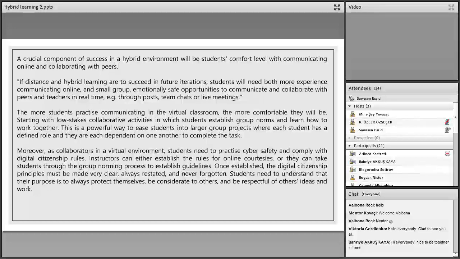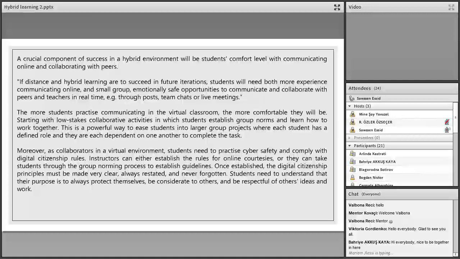Moreover, as collaborators in a virtual environment, students need to practice cyber safety and comply with digital citizenship, which is very important as well. And we are nearing the 9th of February, when we will celebrate the e-Safer Day, the Internet Security Day. Instructors as well can establish rules for online courtesies. Here we call it the netiquette: how to behave online, how to respect each other, how to respect each other's privacy. And they can take students through the group norming process to establish guidelines.